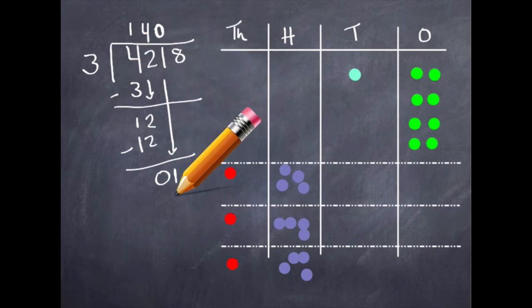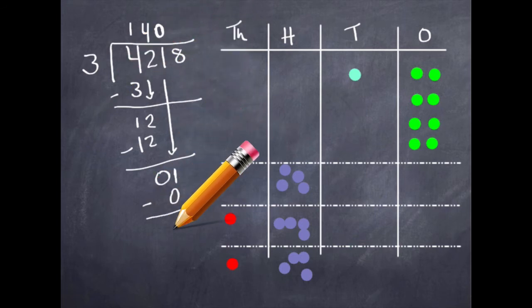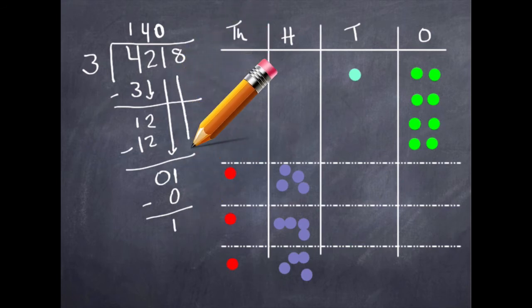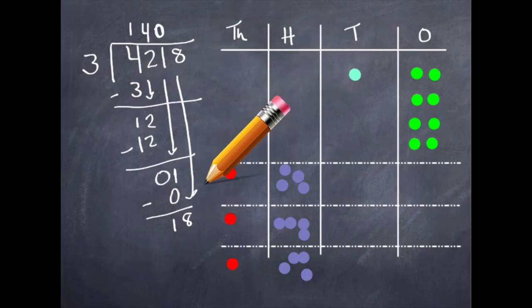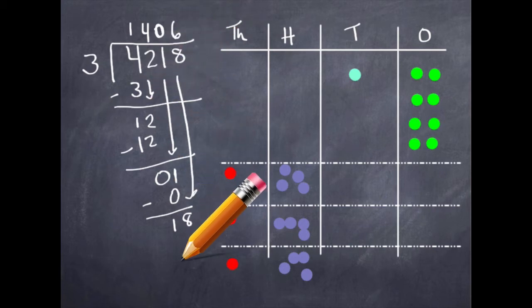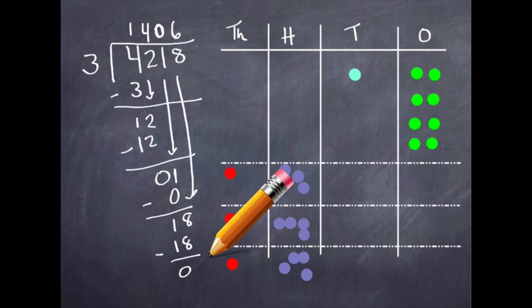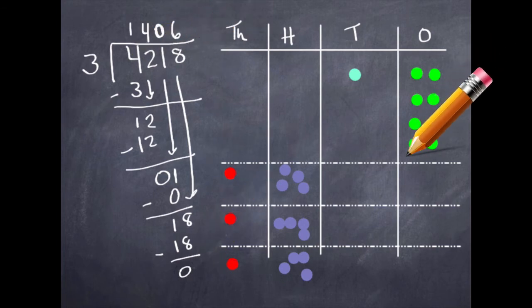And then 3 times 0 is 0. Subtract. That would still be 1. And I'm going to bring down my 18. I'm sorry, I'm going to bring down my 8, which would give me 18. And now I can divide that up. So 3 times 6 would give me 18. Subtract, and I have no remainder now. And I went through all my place values, so I'm good to go. So hopefully that's starting to make sense.